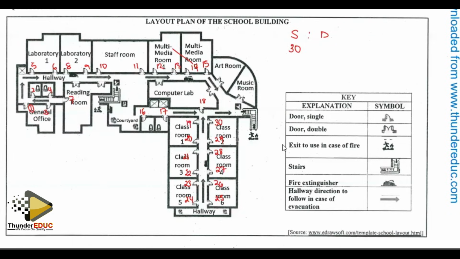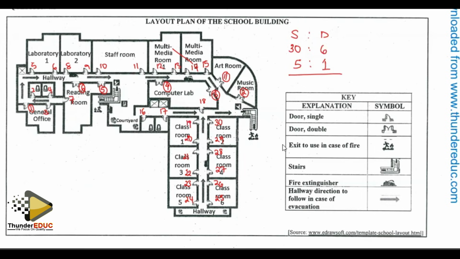What about the double doors? The double doors are these ones here. We have 1, 2, 3, 4, 5, 6. We have 6 double doors. So 30 is to 6. In simplified form, this will be 5 is to 1. Wherever there are 5 single doors, we have 1 double door.